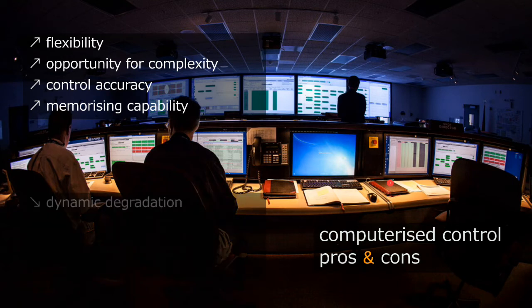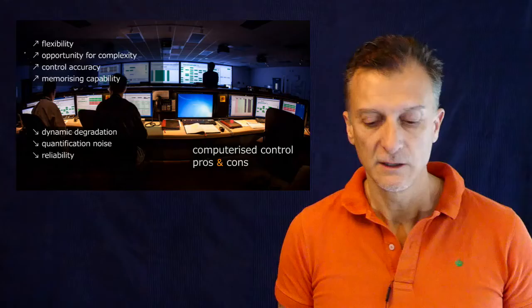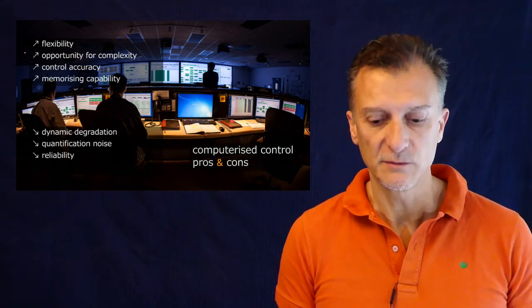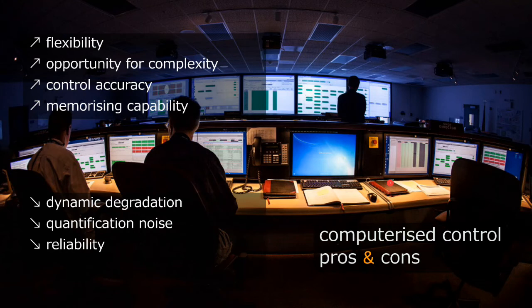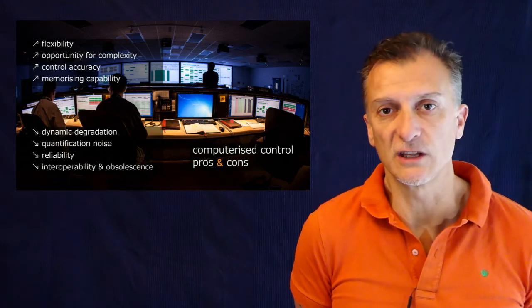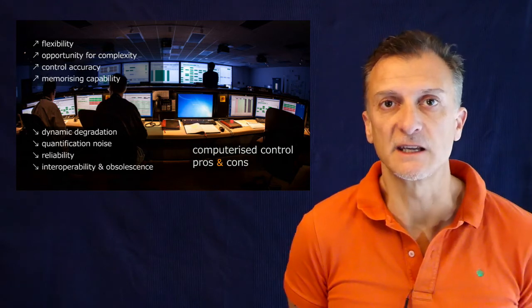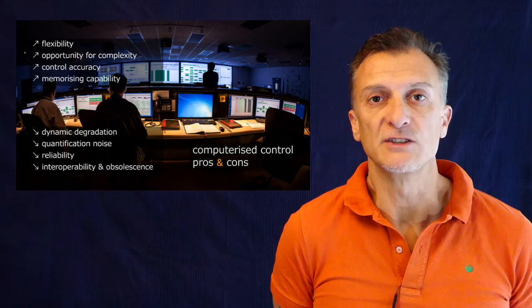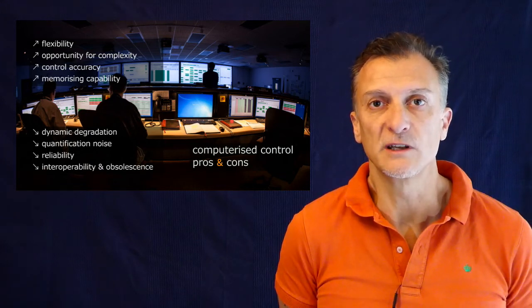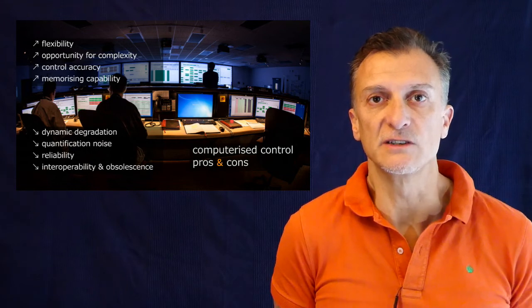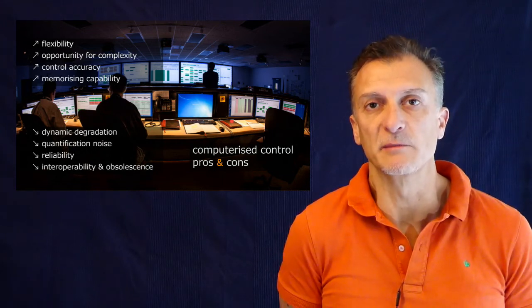On the downside, we have some dynamic degradation due to the sampling and some noise due to the quantification. These are problems that arise directly from working with a digital system. Additionally, we might have some reliability problems between electronics and the computer system. And the last is interoperability and obsolescence. First, interoperability: you just think that you are buying things from two different manufacturers and you will have problems communicating between them. The second is that, imagine how many operating systems we have been working with in the last 20 years. And these 20 years is the minimum lifetime of a plant.